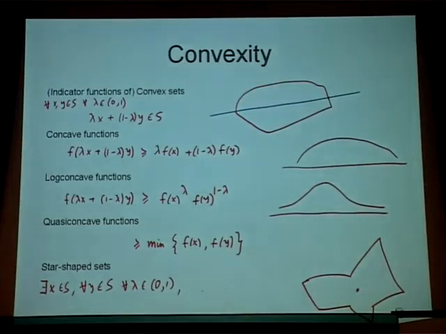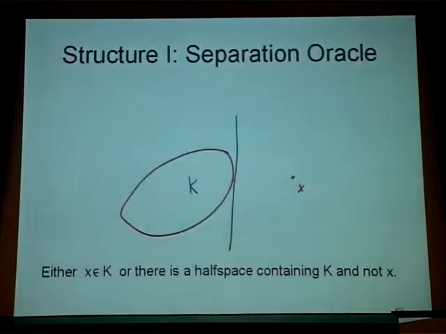And finally, an example of a class that's not convex, star-shaped sets. Whereas for convex sets we require convexity along every line, for star-shaped sets you require convexity only along lines through a fixed point. There's one point, a center. Every line through that point must be convex. So you get shapes like that. If you want to play with examples in your head or on paper, here are prototypical classes. Okay, now here are some structures that we can expect once we make convexity assumptions. The first one about a set is the existence of a separation oracle.